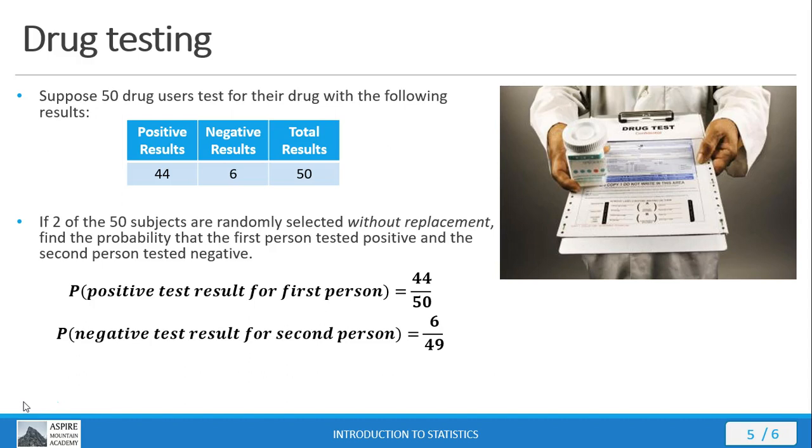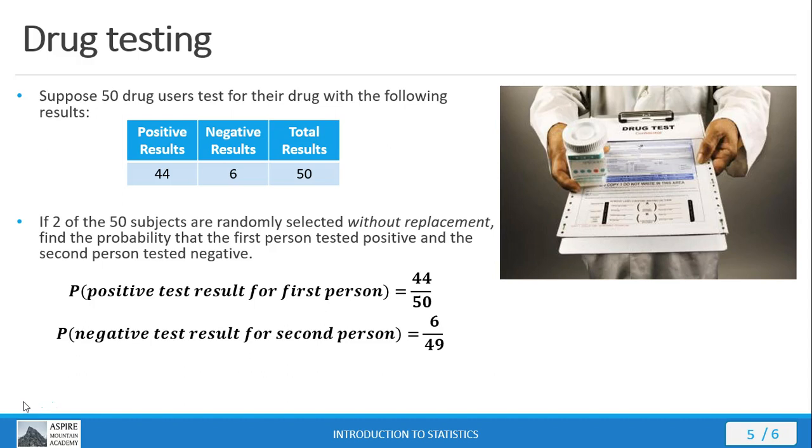But now look at the whole. The whole is now 49. Why is the whole 49? Because we're selecting these people without replacement. So when you take that first person out of the pool, and he or she's not going to be selected again, now you no longer have 50 total. Now you've got 49 total. So you have to make that adjustment in your calculation.